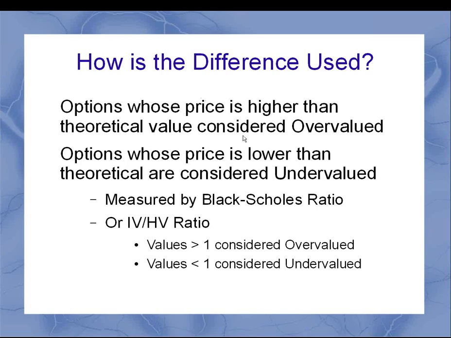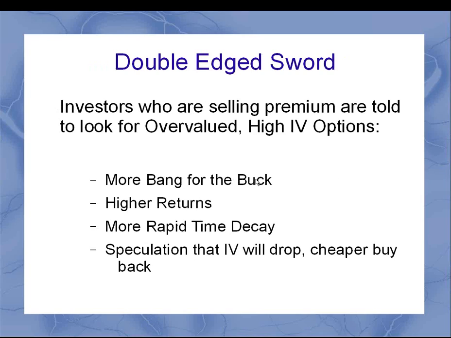Another measure, of course, you can use is the IV over HV ratio. What is the implied volatility of my option compared to the historical volatility of the stock? So if I have an IV-HV ratio of 1.10, that tells me that the implied volatility is roughly 10% higher than the historical volatility of my underlying stock, and that would reflect an overvalued option, whereas values under 1 would be considered undervalued as well.